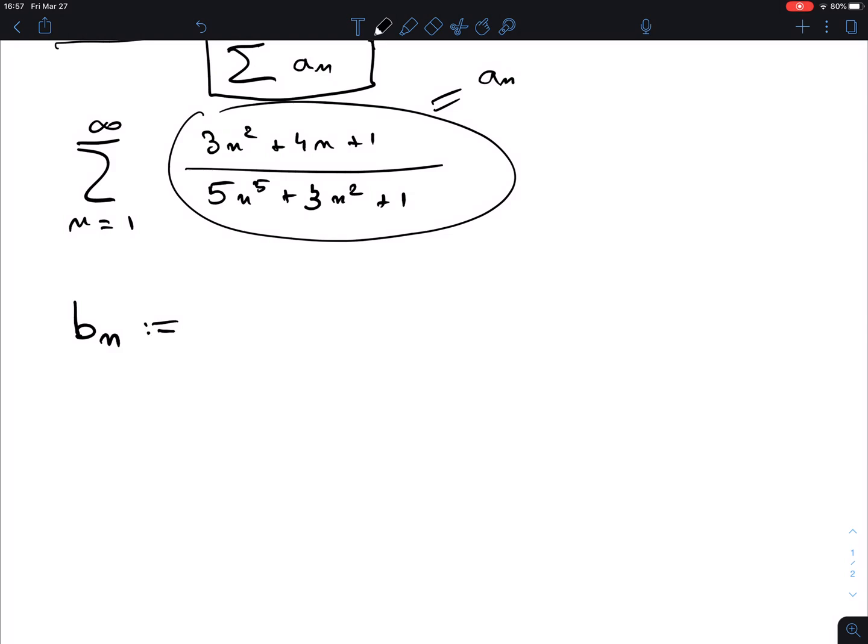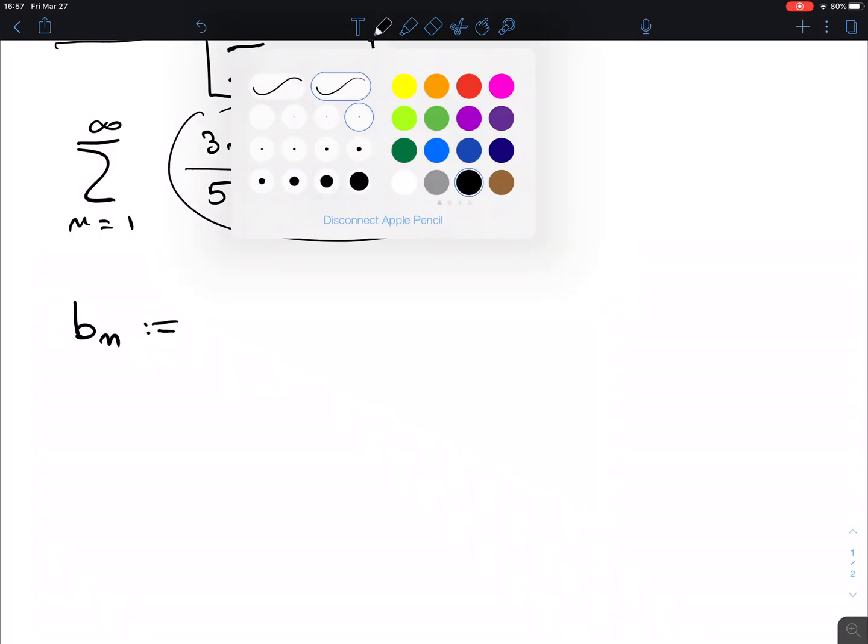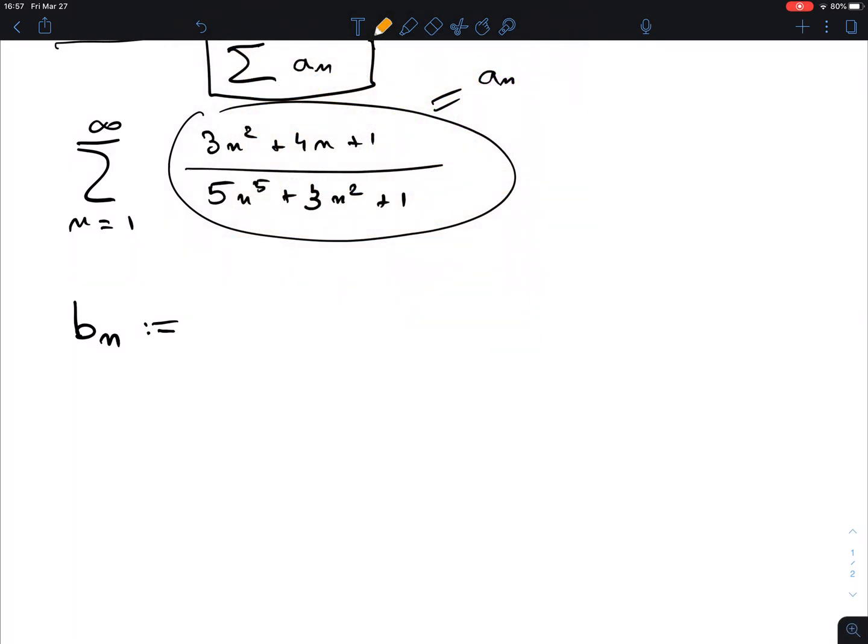And what do I do? This is, again, very particular to this test. We do something that we normally don't do, but here we're going to do this. I'm going to look at the biggest power in the numerator, that is n squared, and I take that power. Then I look at the biggest power in the denominator, and that becomes my denominator. This is how I choose b_n.